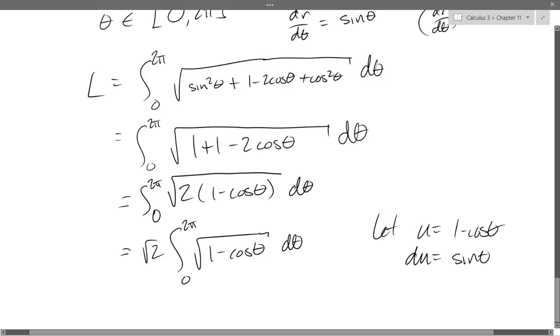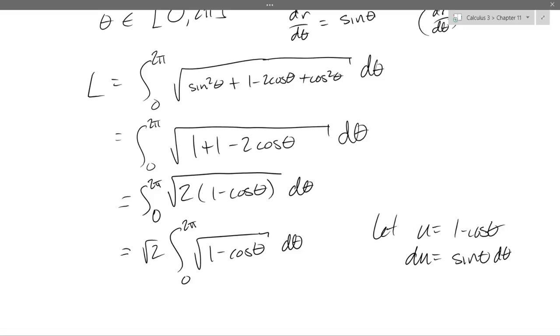All right, the problem is we don't have a sine theta to cancel out the sine theta that we get right here from d theta. So we've got a slight problem. That u sub is not going to be great because we're going to be left with some theta hanging out. So we're not going to be able to go all the way into u.